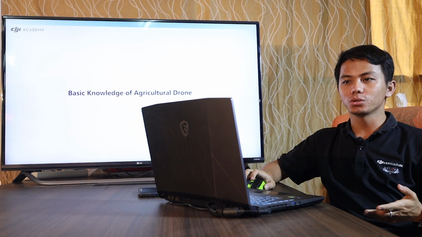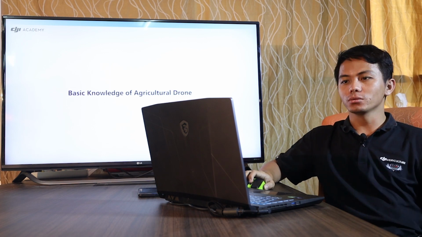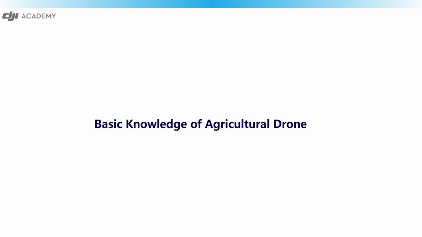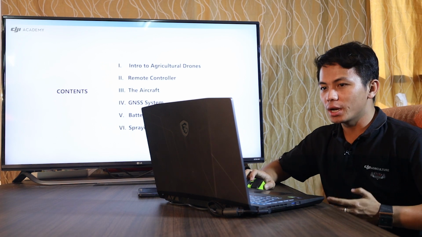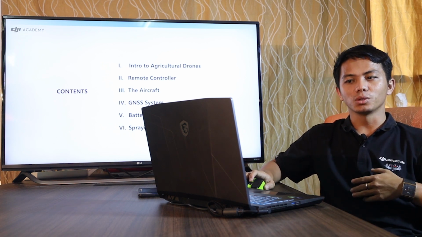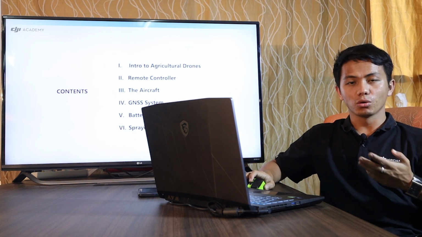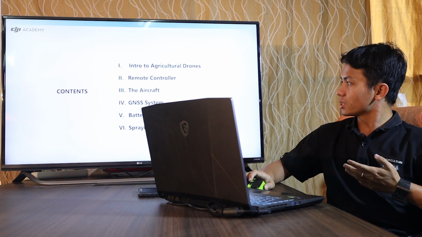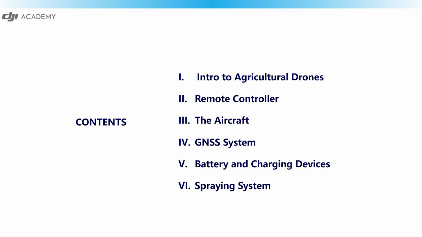Today I'm going to teach you business knowledge of agriculture drone. So you will learn the basics of an agriculture drone and it will help you know your device better. In this module, you will learn what is an agriculture drone and how it works. Then we will focus on each part: remote controller, aircraft, GNSS system, battery and charging device, and spraying system.